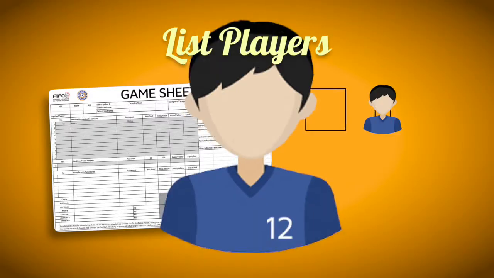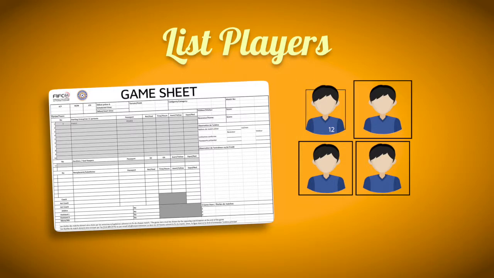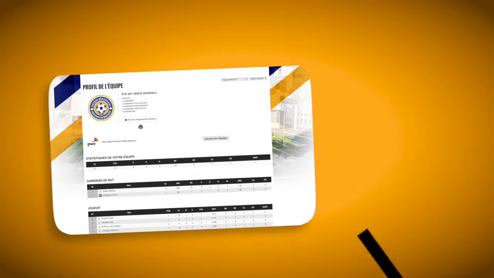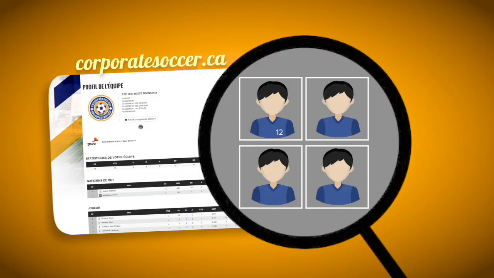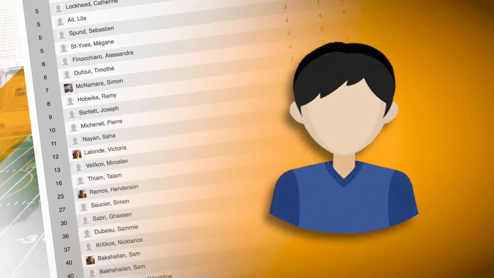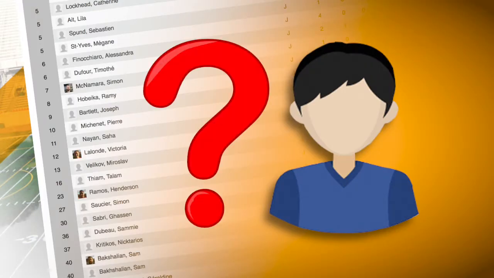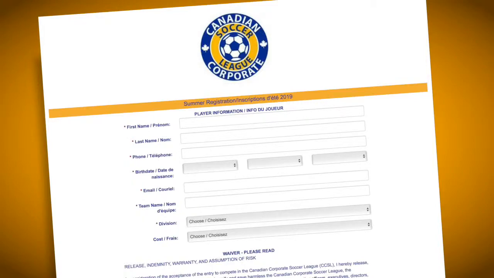In order to list players on the game sheet, you must make sure that players' names appear on the team page of our website. If the player is not listed, it means they have never signed the league release form. Please make sure the players sign the release form.